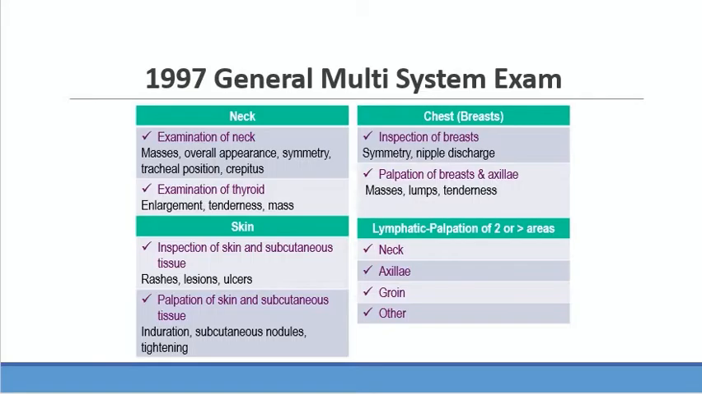Chest, which is really exam of the breasts, has bullets for inspecting for symmetry or nipple discharge, and palpation of the breast looking for masses, lumps, or tenderness. Skin has bullets for inspection of the skin looking for rashes, lesions, or ulcers, and palpation of the skin or subcutaneous tissue. Under lymphatic, it specifically states that palpation of 2 or more areas are required. The body areas listed under lymphatic are the neck, axilla, groin, or other. And for other, the provider should specify which lymph nodes are being examined.